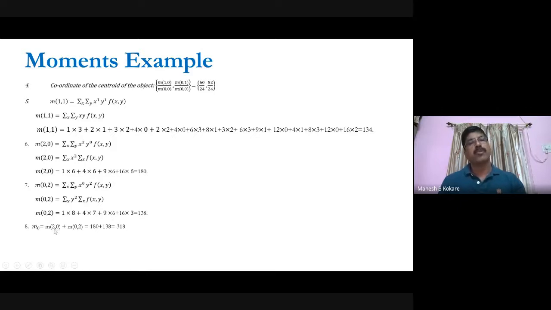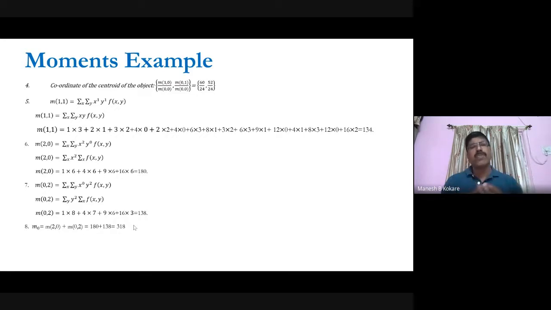and then m0 can be calculated as m20 plus m02. So this can also be another feature, the eighth feature. So what you got after all from this is the scalar features which are representing the region of the object and so on.